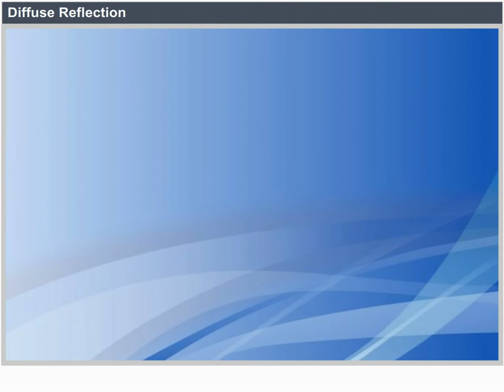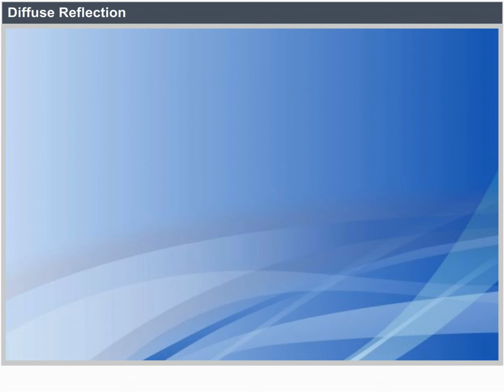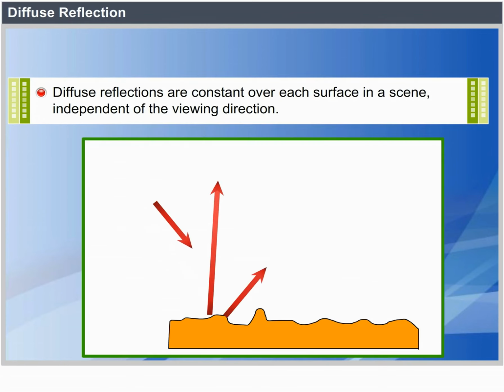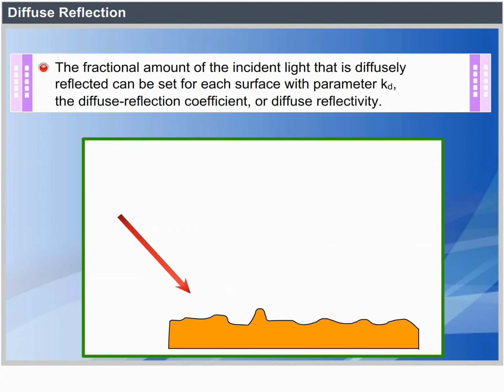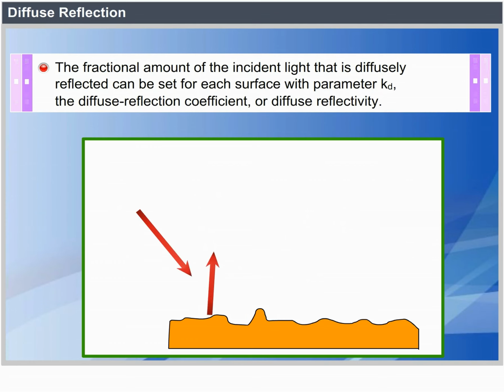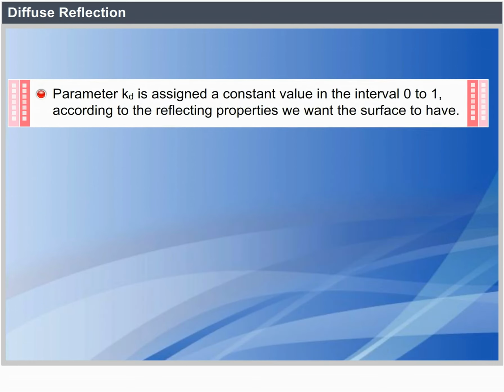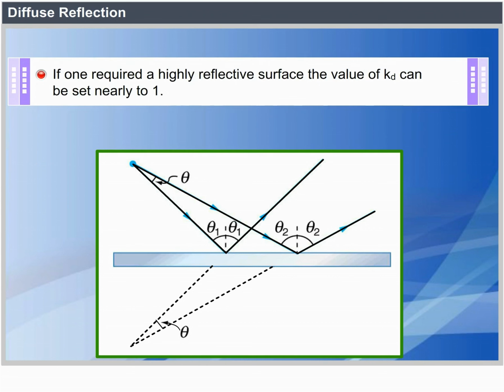Diffuse reflection. Ambient light reflection is an approximation of global diffuse lighting effects. Diffuse reflections are constant over each surface in a scene, independent of the viewing direction. The fractional amount of the incident light that is diffusely reflected can be set for each surface with parameter Kd, the diffuse reflection coefficient, or diffuse reflectivity. Parameter Kd is assigned a constant value in the interval 0 to 1, according to the reflecting properties we want the surface to have. If we want a highly reflective surface, we set the value of Kd near 1.